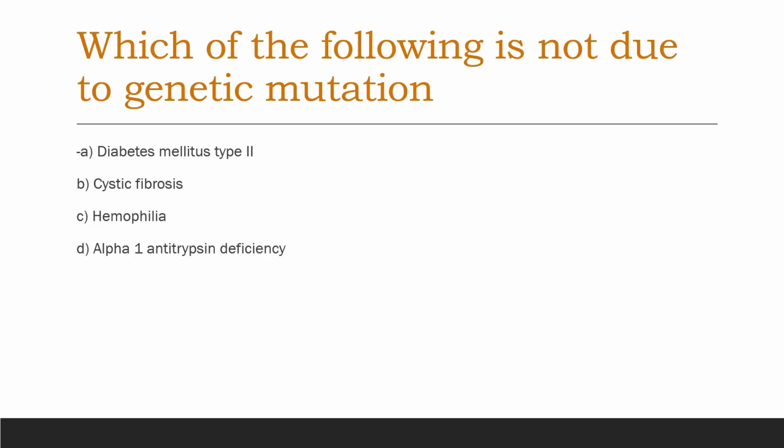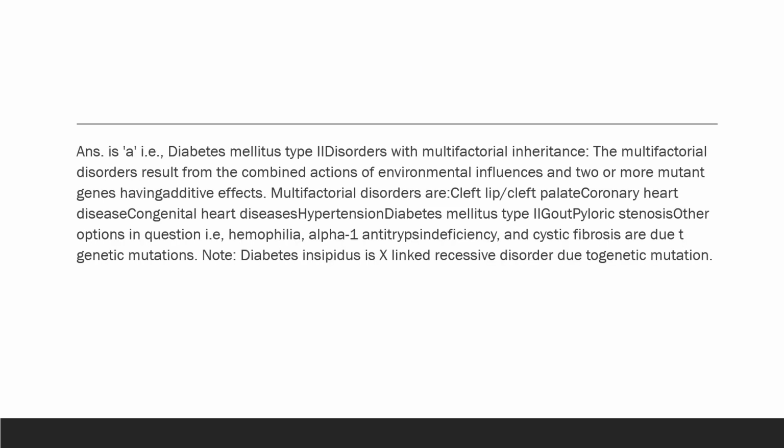Next question, which of the following is not due to genetic mutation? Diabetes type 2, cystic fibrosis, hemophilia, or alpha 1 antitrypsin deficiency. The correct option is A, as type 2 diabetes is not associated with a genetic mutation. The correct explanation is that type 2 diabetes is associated with multifactorial inheritance, and a multifactorial disorder results from the combined action of environmental influence and two or more mutant genes having additive effects.